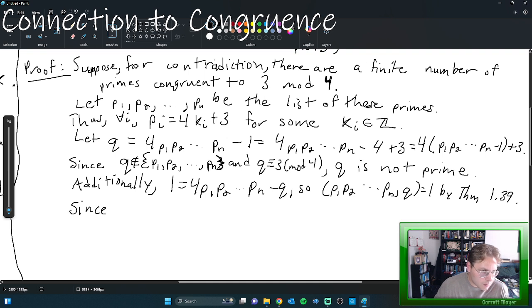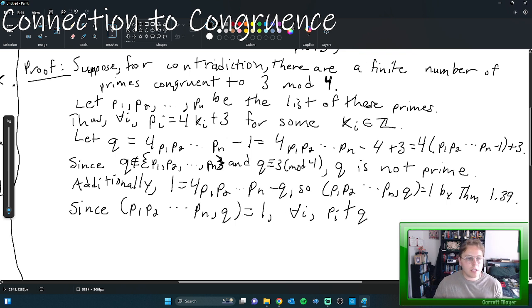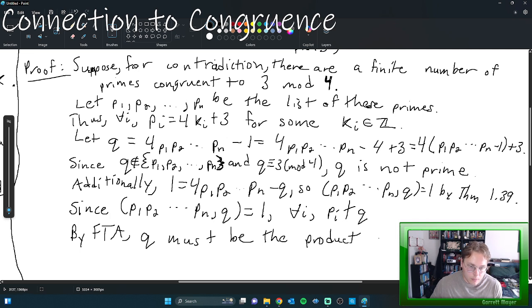So since the GCD of p1, p2, ..., pn and q equals 1 for all i, pi does not divide q. Because if pi did divide q, then this GCD would have to be greater than or equal to pi. Now, by the fundamental theorem of arithmetic, q must be the product of primes. Very basic. It has a prime factorization.